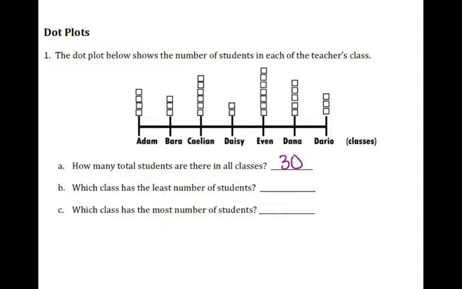How many total students are there in all of the classes? There are 30 dots. If you go through and count everything, there's 30 students. Go ahead and put my units there: 30 students. Since each dot represents a student, which class has the least number of students? That would be Daisy. And which class has the most number of students? That would be Even. All right, those questions are pretty easy.